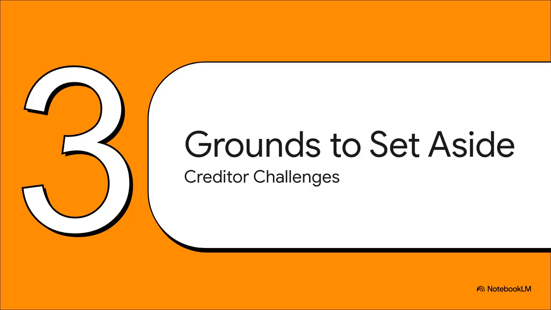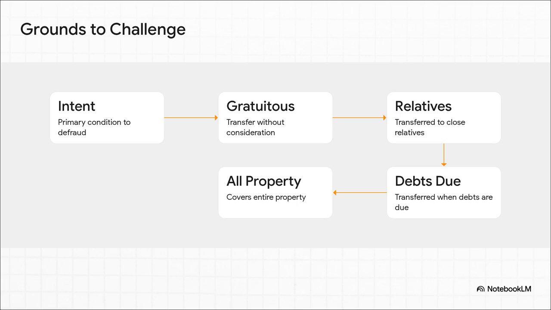Now we enter heading 3, grounds to set aside. This is the core analytical body of your essay. This is where the evaluator will look for deep understanding. They want to know, under what factual circumstances can creditors actually step into a court of law and challenge a property transfer? Note these 5 circumstances. 1. Intent to defraud, the primary condition. 2. Without consideration, referring to gratuitous transfers. 3. To close relatives. 4. When debts are due.